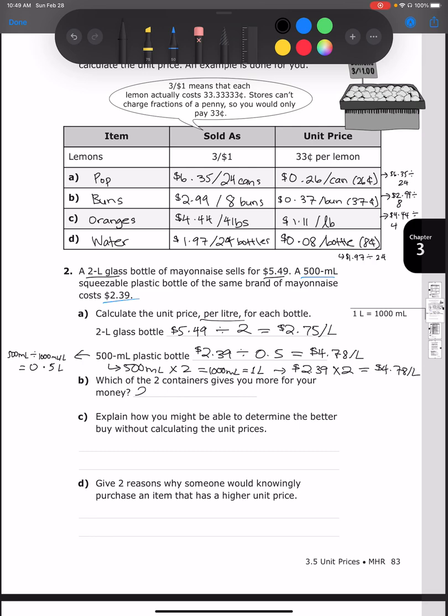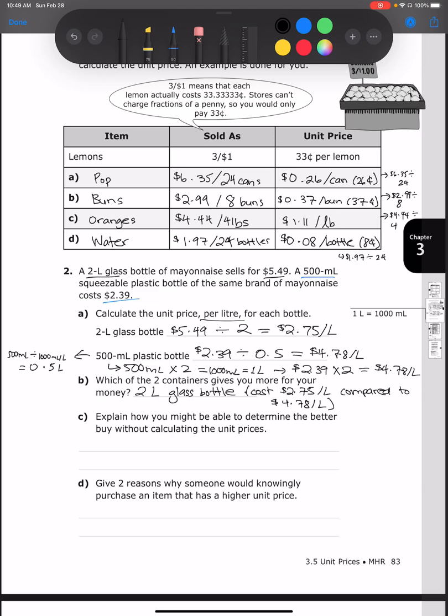Obviously, the 2-liter glass bottle gives you more product for your money. Why is that? Well, the 2-liter bottle costs $2.75 per liter compared to the 500 milliliter bottle, which would cost $4.78 per liter.